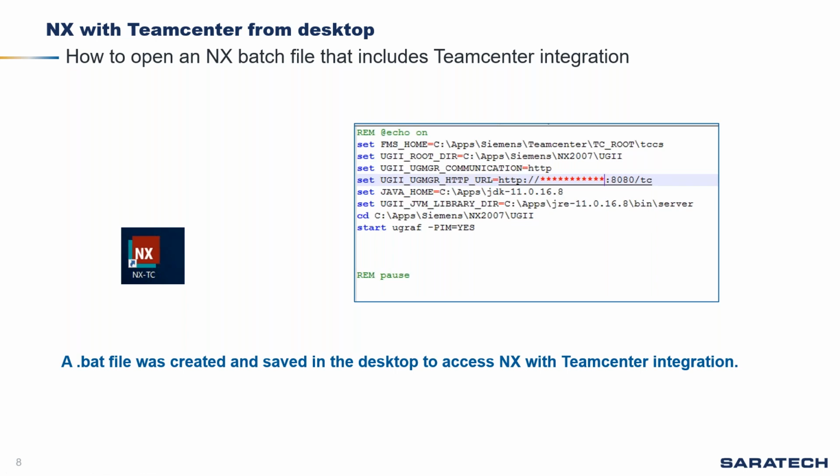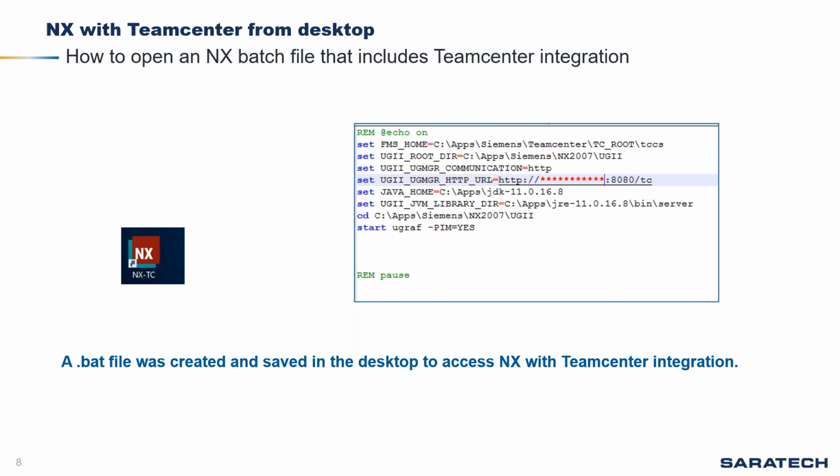One of the things that are set in Teamcenter, when we install TCCS, or the connection to Teamcenter, is how it communicates to the corporate server, to the database, and to the volume where it's being saved. That is called the FMS home. Here, the FMS home, in this case, is saved under C:\app\Siemens\Teamcenter\TC root\TCCS. The rest of the things are mostly NX variables that we have to set. The first is the UGII root directory, then UGII_UGMGR_COMMUNICATION, which is HTTP. Then in UGII_UGMGR_HTTP_URL, we're going to add our Teamcenter 4-tier URL.